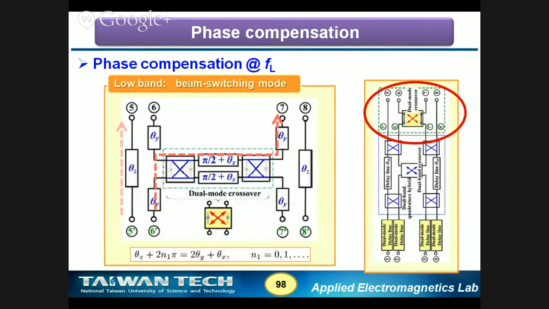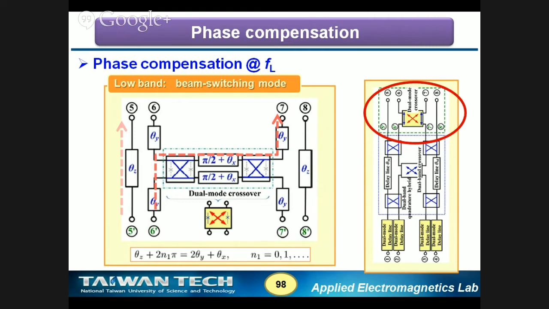The phase compensation can be achieved by simply using several segments of transmission line. The objective is very simple. In the low band, it must function as a butler matrix. So we can get some equations. We must have the phase delay of this delay line equal to the phase delay of this delay line, or they have a specific phase difference, just following the conventional butler matrix.